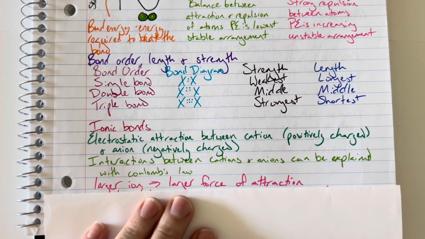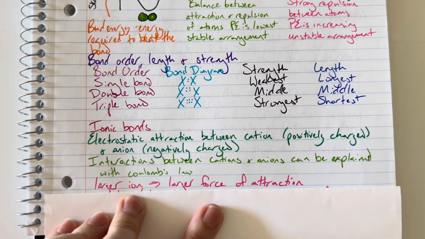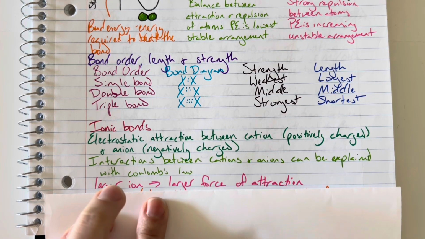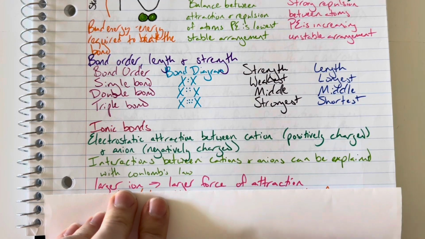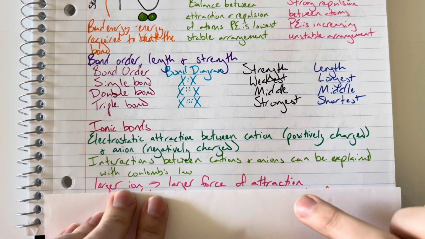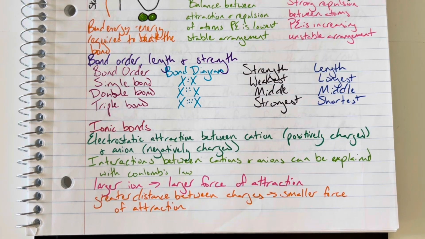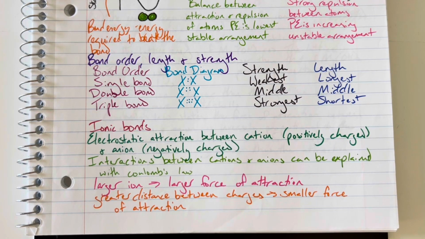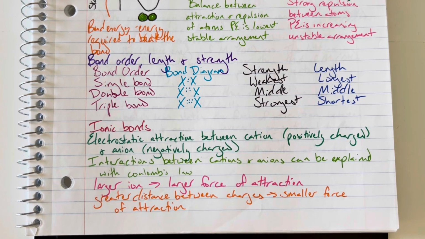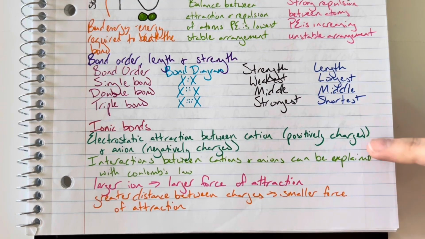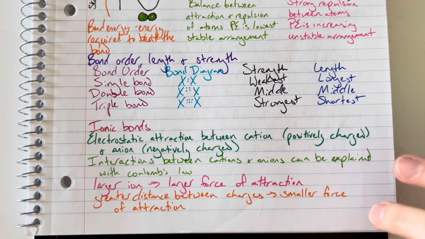As a reminder for Coulomb's law, the larger the ion charge, the larger the force of attraction. So if I have a larger charge differential, I am going to have a larger force of attraction. And remember also that we are dividing by our radius squared here. So the greater the distance between the charges, the smaller the force of attraction. And that is going to be the determining factor for the strengths of ionic bonds.